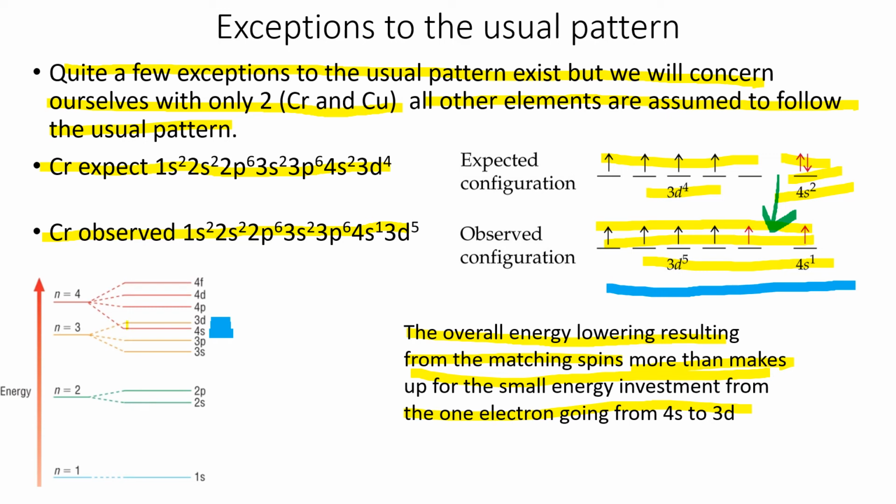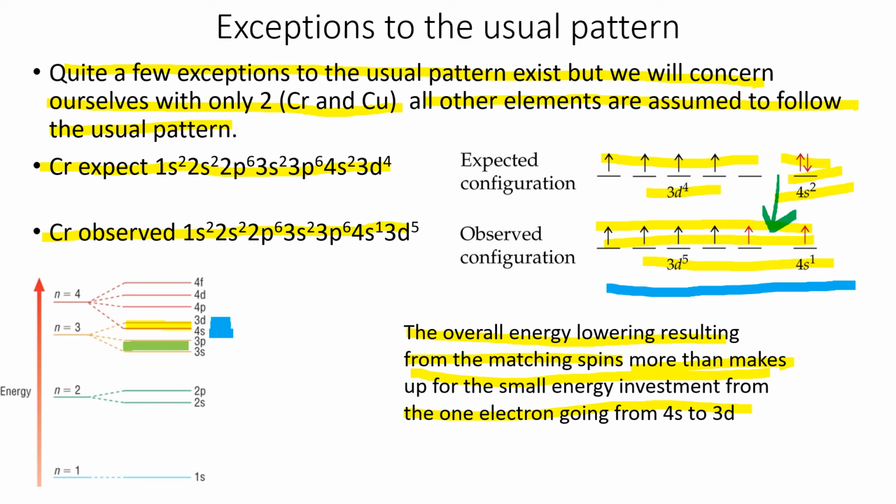I'll try and highlight this in yellow. That tiny gap between 4s and 3d. You don't see that small of a gap anywhere else. If I highlight one of the other gaps, 4d, 4f, or 3d, 4p, or 3p, 4s, or 3s, it's a much bigger gap. That gap's too large to get the return on that investment. So chromium is going to be one of our exceptions to this usual pattern.